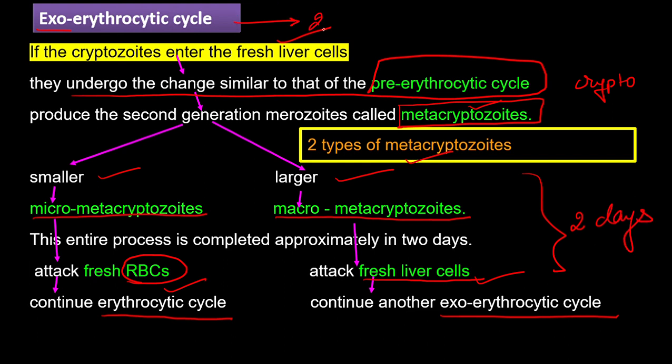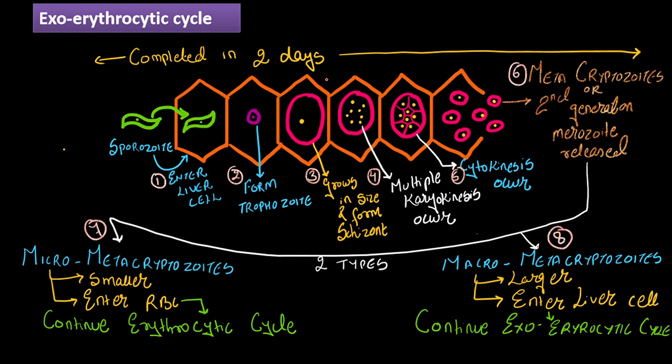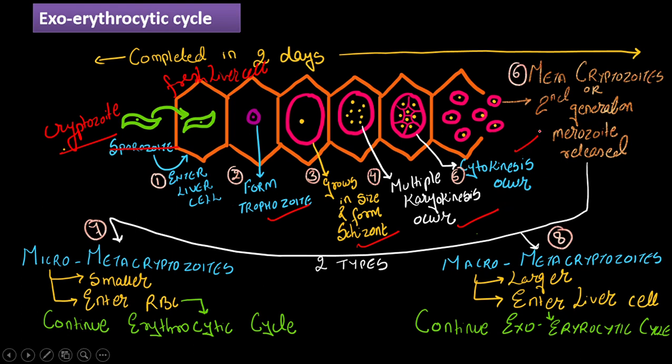So exoerythrocytic cycle का कितना है? 2 days. 2 days, right? Now यहाँ पे आप देख सकते हो, यहाँ मैंने गलत लिखा है. What is it? Cryptozoite, okay? Cryptozoite is going to enter into fresh liver cell, and it is going to infect the fresh liver cell. Same process. Cryptozoite is going to turn into trophozoite, schizont, multiple karyokinesis, cytokinesis.